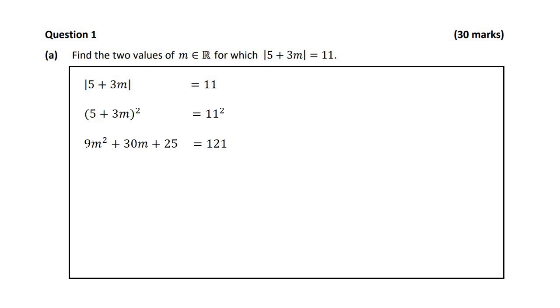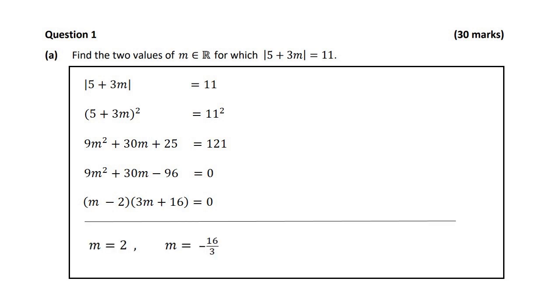We can then subtract 121 from both sides. We are now left with a quadratic equation, so we can use the quadratic formula, or the minus b formula. Our two solutions are as follows. We can let each bracket equal to 0 and derive our two solutions for the variable m.